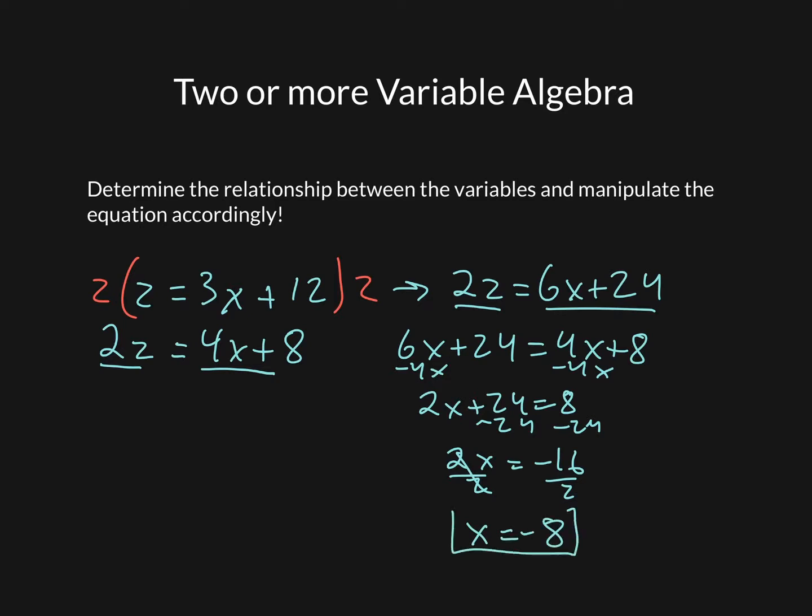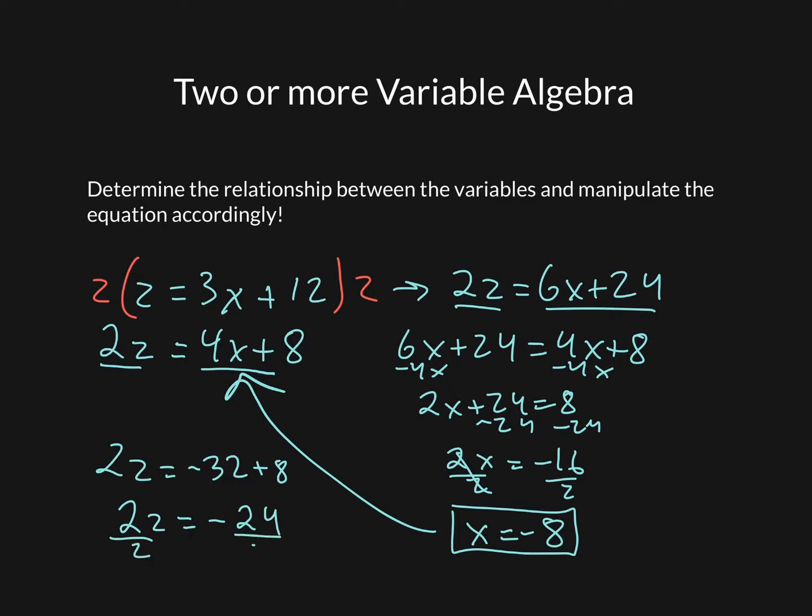And now if they asked for z, we can go back and plug in what we got for x into either equation. And then we would get 2z equals 4 times negative 8, which is simply negative 32 plus 8. 2z equals negative 24, divided by 2, we get z equals negative 12. Now, a problem like this could ask you for the value of x, the value of z, or the relationship between the two. Either way, we have solved for both, and that's how you tackle a problem like this.